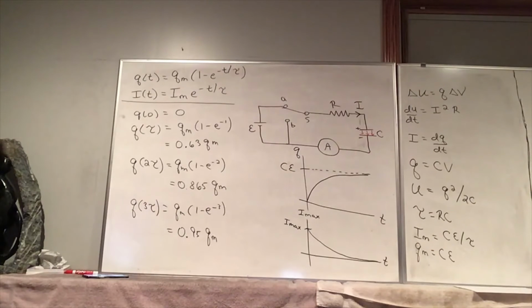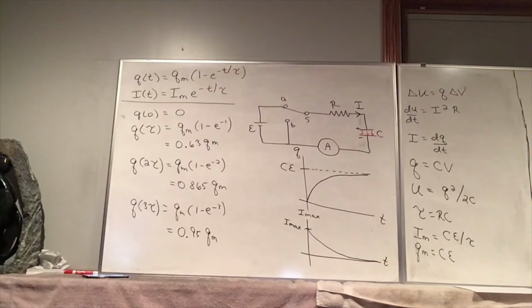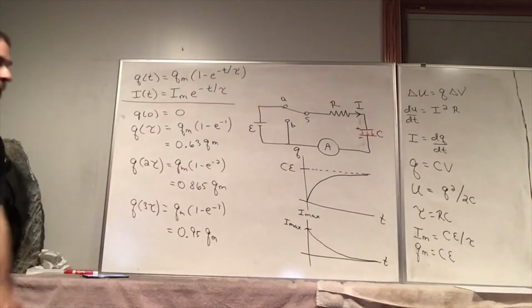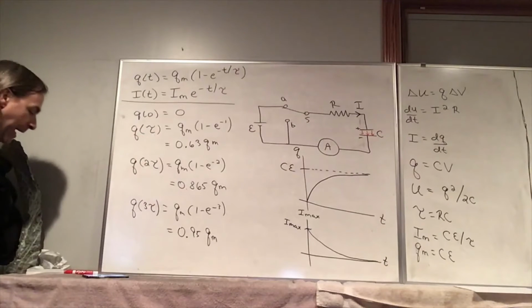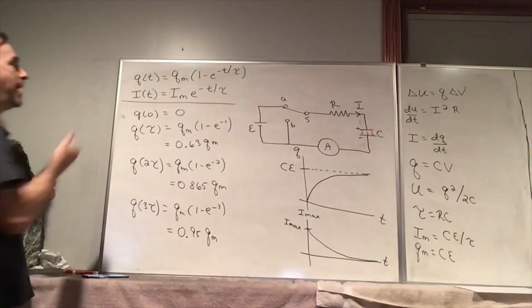If you go to 4, that would take us to about 98%. Again, the increments get smaller and smaller. You go from 0 to 63 to 87 to 95 to 98. But we're effectively there after 3 time constants. Okay, so this is called charging the capacitor.